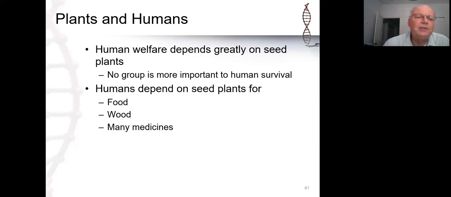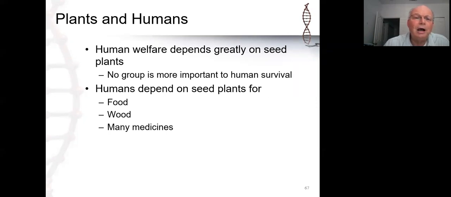So yes, we do get some food products from gymnosperms. So you might eat pine seeds, or you might use juniper or rosemary, which I've already indicated comes from conifers. But the vast majority of our food is derived from flowering plants.